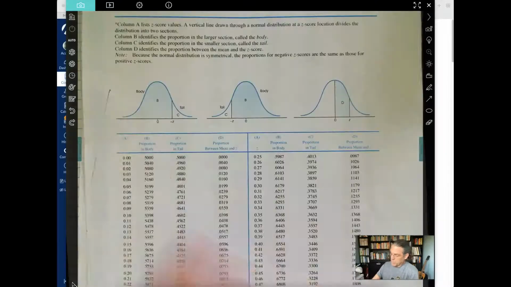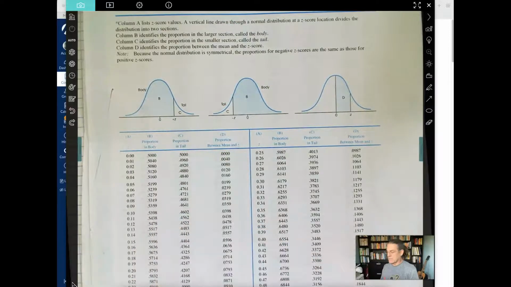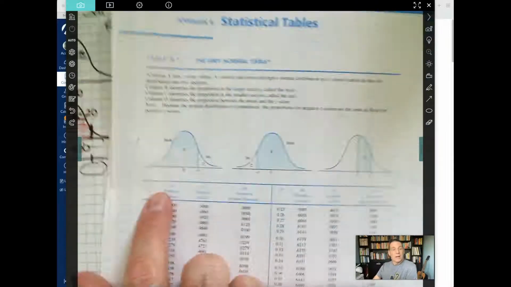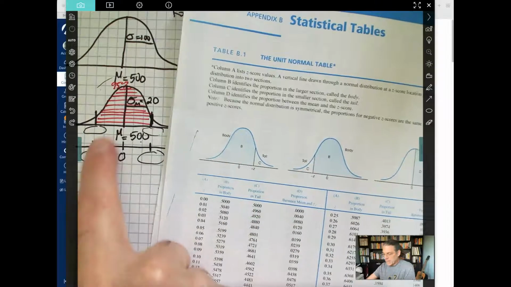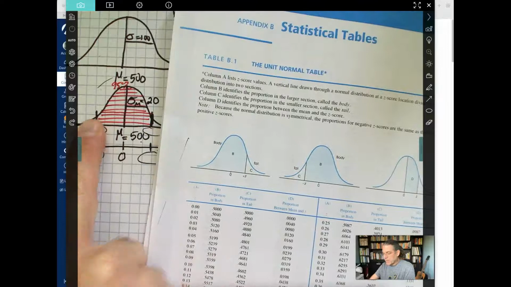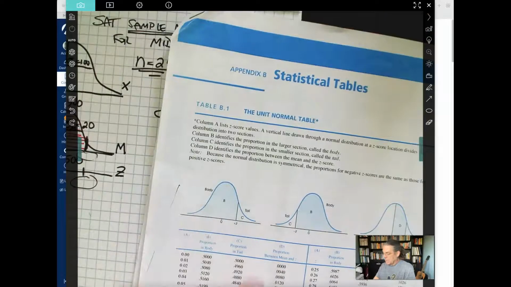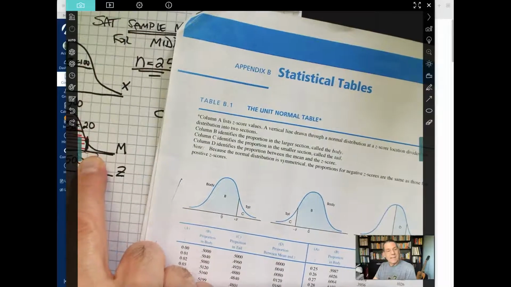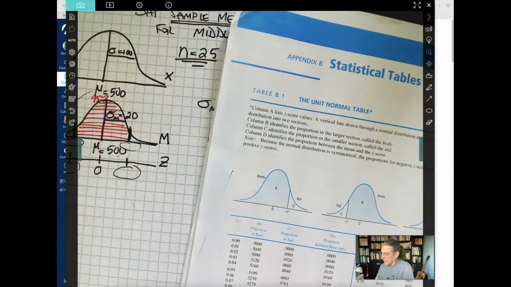Remember, we have our 3 proportion columns. We've got proportion in body, proportion in tail, and proportion between the mean and the Z. So what I have here is not a body, because the body would keep going, but this stops. It would be like a body from here, but then that body would go all the way over here. So it's not a body. That kind of looks like a tail, but that's not shaded. So I don't really know what that is. That might be a little hard.